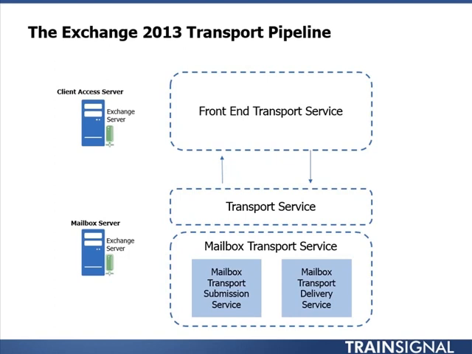Now, this mailbox transport service has two separate services that you can see here, the mailbox transport submission service and the mailbox transport delivery service. So what it does is, using remote procedure calls, it will deliver messages and retrieve messages and submit messages over SMTP to the transport service and over to other mailbox servers. So these two services under mailbox transport service, they make sense.